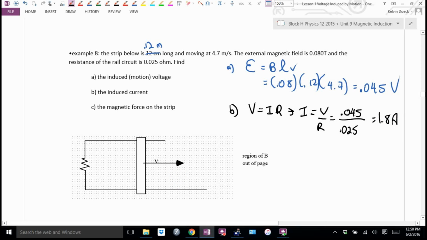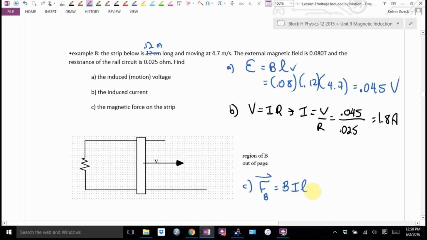Kevin, what does C want me to find? On the wire? So it's going to be a magnetic force. Which one? QVB or BIL? BIL. How do you know? Current, I, and length of wire, not a Q.